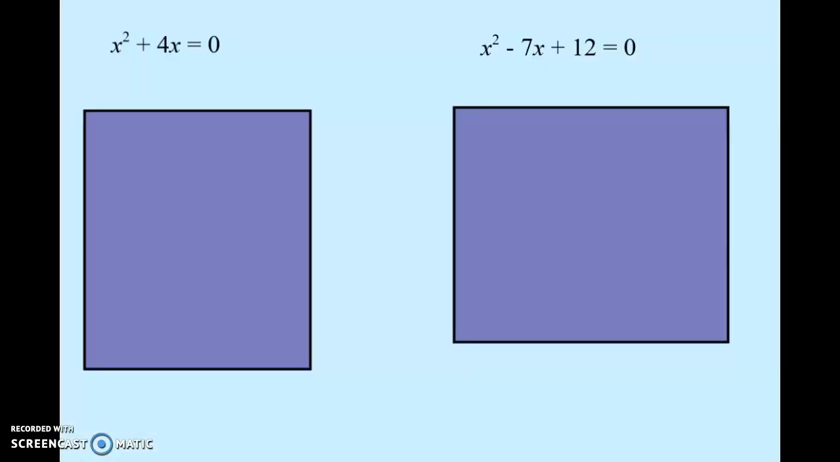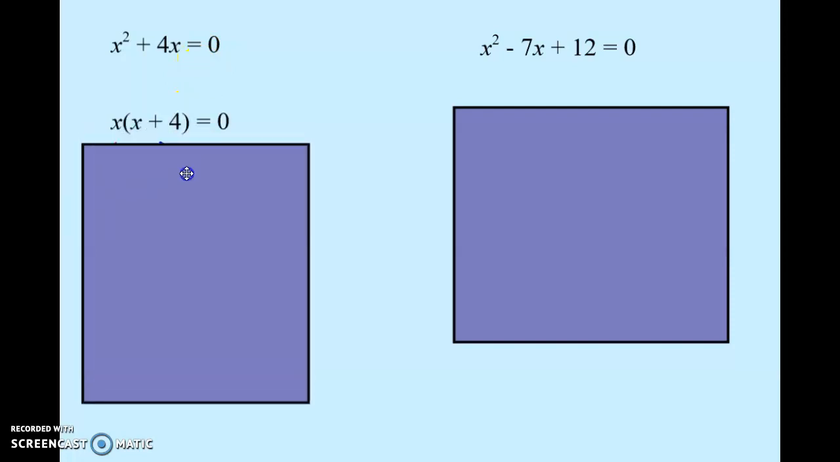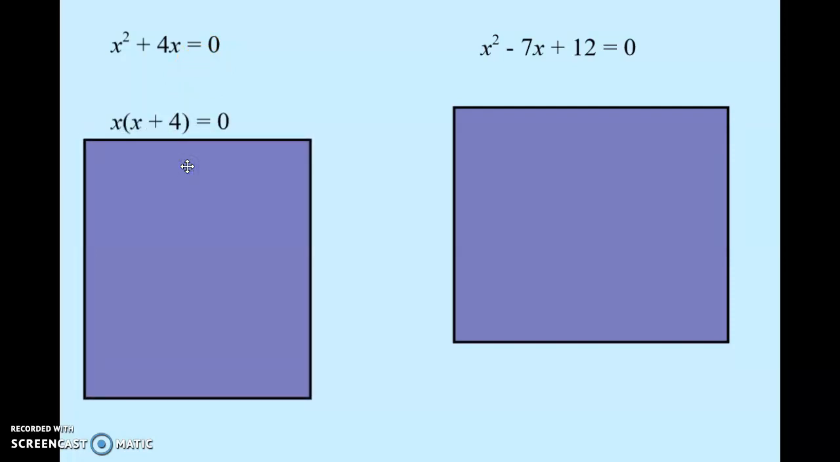Let's try another. x squared plus 4x equals 0. Yes, it's in standard form, and looking at it, it just doesn't have a c. What I do find is that it does have a common factor, and the common factor is x. So I take out the greatest common factor of x, and I'm left with x plus 4 in the parentheses.